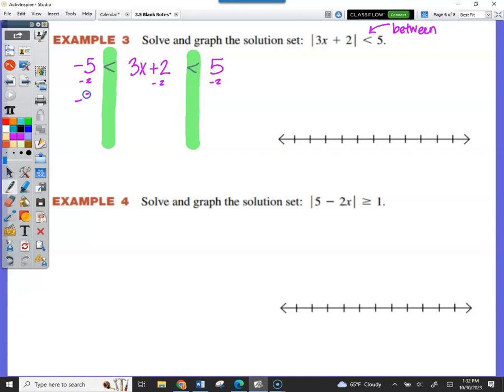And I end up with -7, copy the sign, 3x, copy the sign, 3. Then I'm going to do what? Divide by 3. So when I come under here and divide by 3, and under here, and under here, on the left, I'm going to leave it as -7/3 because my math lab does not like decimals. On the right, it would simplify to 1.